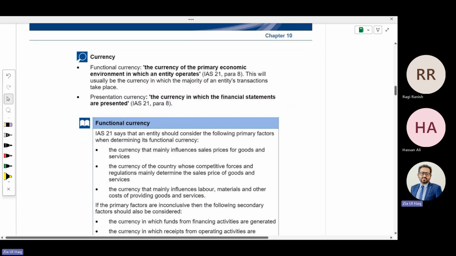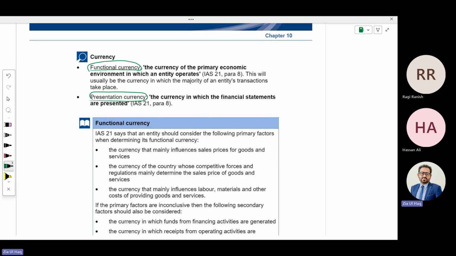Currency is of two types: functional currency and presentation currency. Functional currency means the currency in which we normally perform our transactions. This is normally based on the country in which you are performing business operations. You will use the currency of that country. If you are performing business operations in UAE, you will perform all the transactions in dirham.